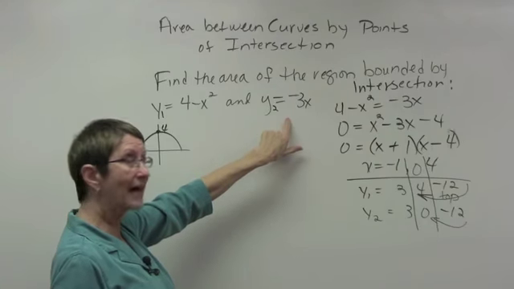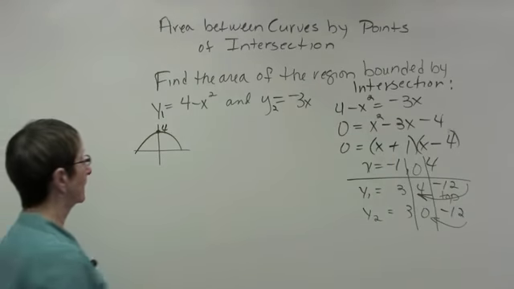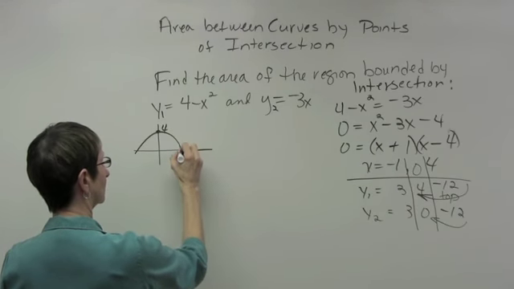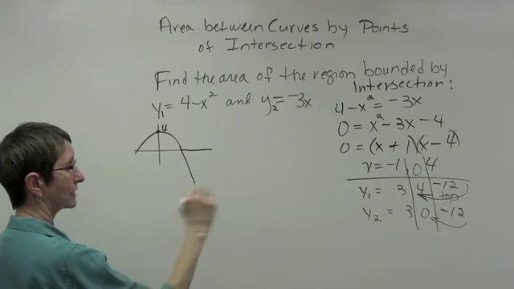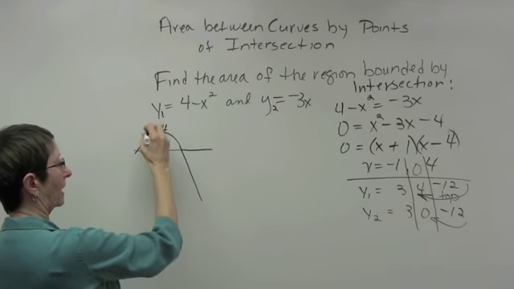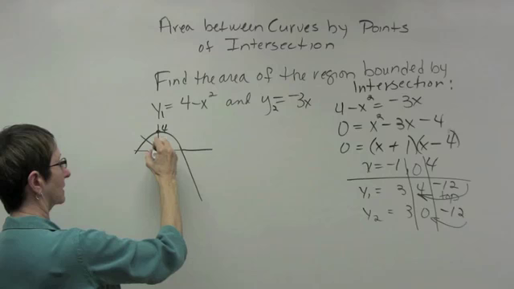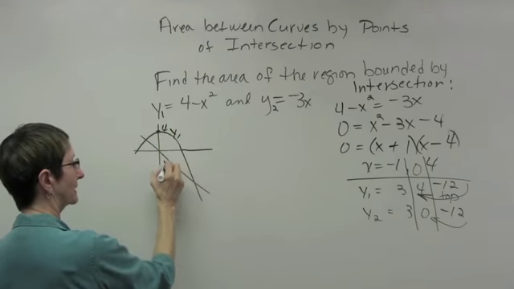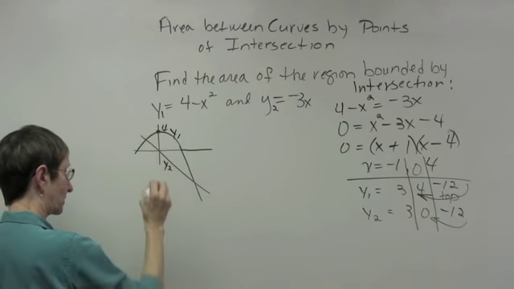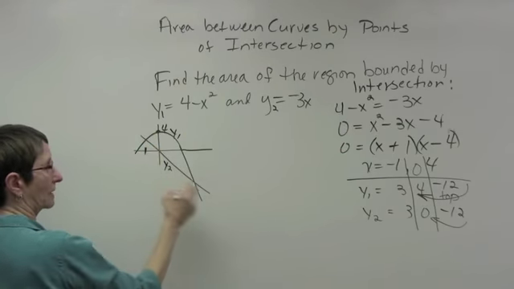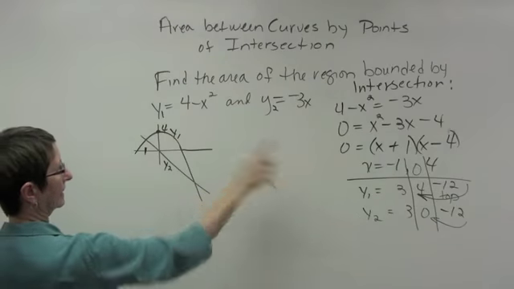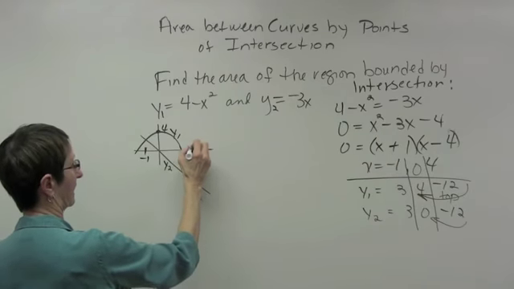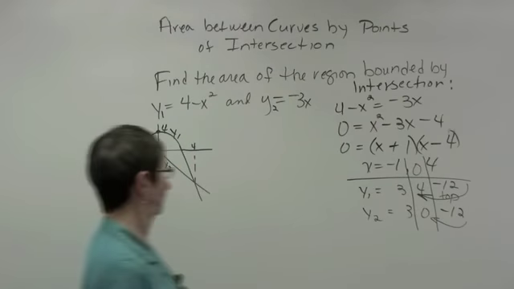Negative 3x is a line. Negative slope means it goes down. And if I'm interested in getting over to 4, when I do my intersection at negative 1, I have a line that goes down like this. So this is my y1 curve, this is my y2 curve, and my intersection goes between here at negative 1 and all the way over to here, a little off scale, at x equal to 4.